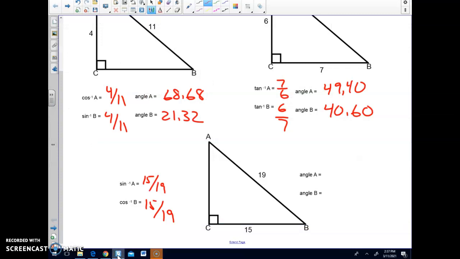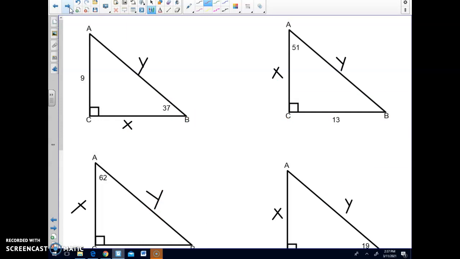So 52.14, 37.86. Remember, when you're trying to find the measure of an angle, it's always inverse sine, inverse cosine, inverse tangent. Now, when you're trying to find the measure of a side, now we're just using sine, cosine, tangent. We're not using inverse of anything. So we'll start with this one.